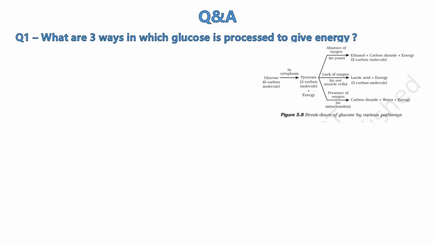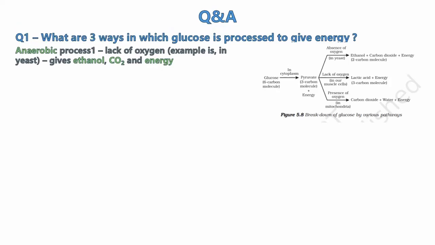Okay, and the third method is in presence of oxygen, and since oxygen is present, it is called aerobic. Okay, when oxygen is not present, it is anaerobic. When oxygen is present, it is aerobic. And when the oxygen is present, this pyruvate is processed to give carbon dioxide, water and energy. Okay, so these are the three methods.